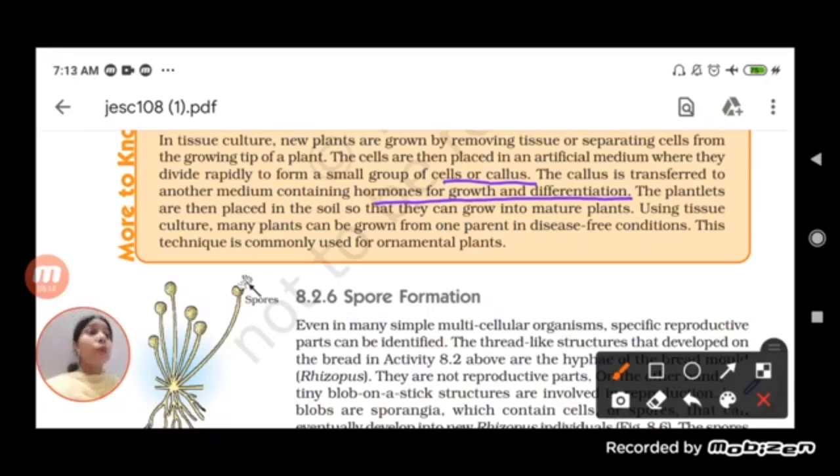When I say growth, it means the cell division process takes place, but when I say cell differentiation, that will help in forming specialized kinds of cells or tissues. So at first we will keep this callus in the medium where we provide the hormone which helps in cell division, and then we keep it in the medium where cell differentiation can take place easily. Due to this, a plantlet is formed.